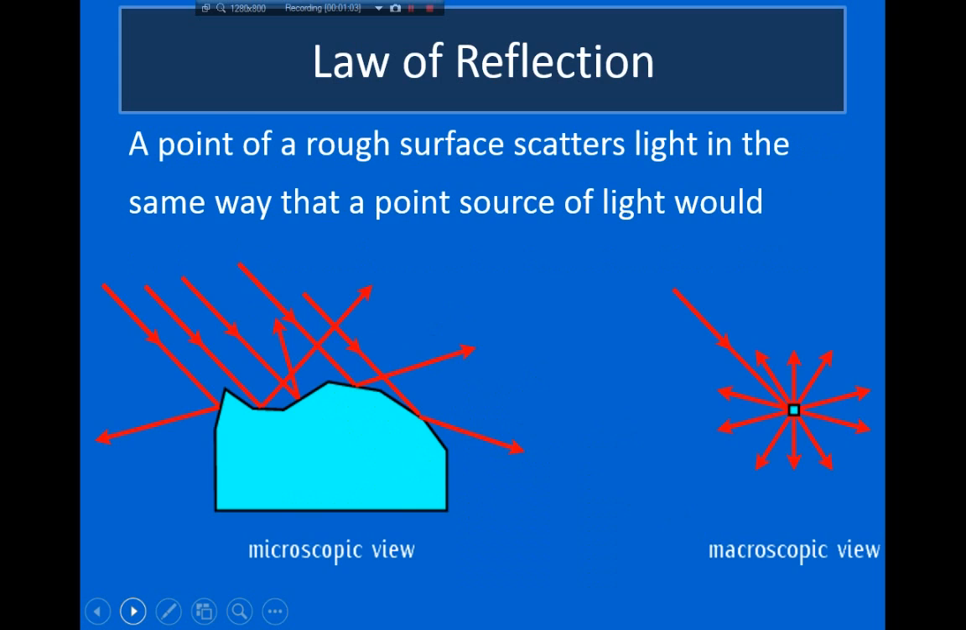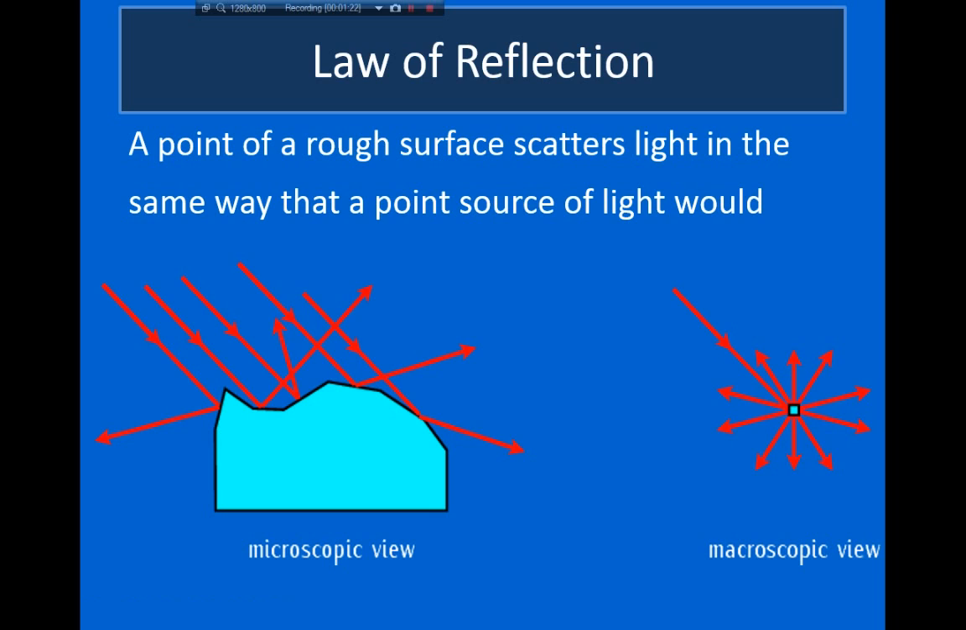And it turns out that this is actually very important, because basically what this tells you is that if you take a step back and you look at this object in a macroscopic type of picture, what you're going to have is light coming in, and then that light is going to reflect off in basically all different directions.